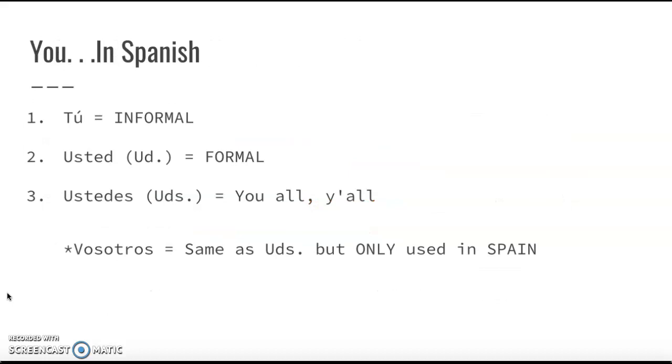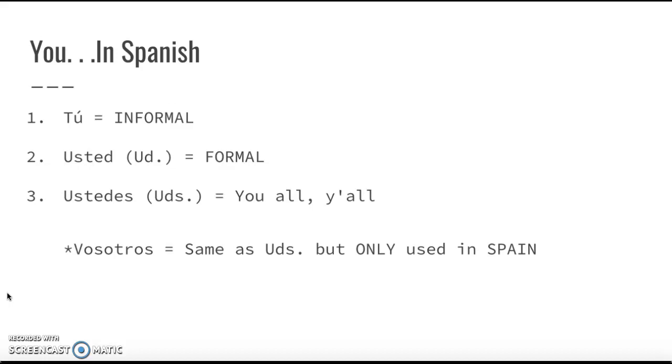Now we're going to talk about the word you in Spanish. We have talked about this earlier in the year, formal versus informal. Tú is how we say you informally, if we are talking to someone younger than us or a pet. Usted, which is abbreviated capital U-D period, is our formal way to say you.